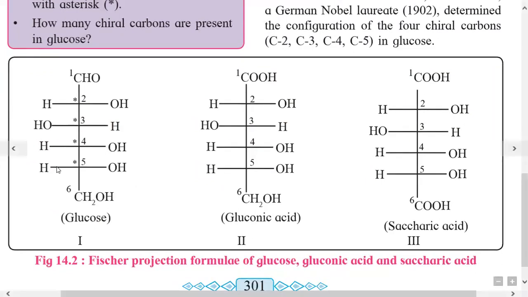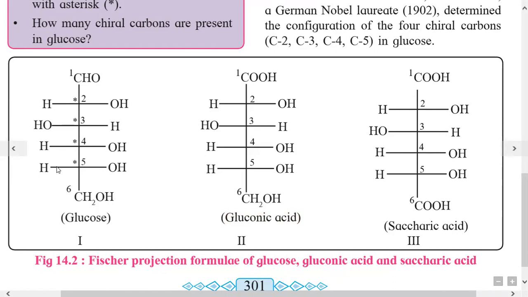Similarly, the Fischer projection formula of gluconic acid can be written like this. Here we know the aldehyde group is converted into a carboxylic acid group in gluconic acid, and the remaining structure is the same as that of glucose.